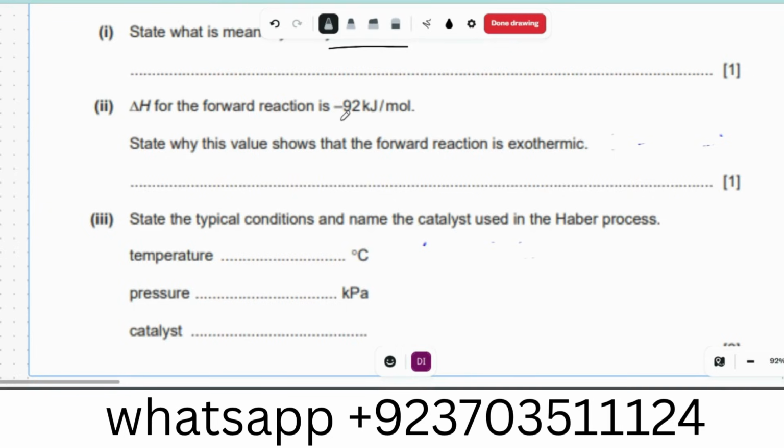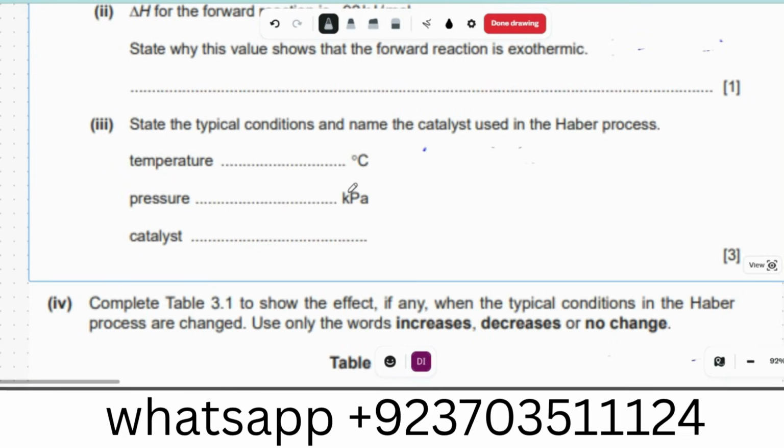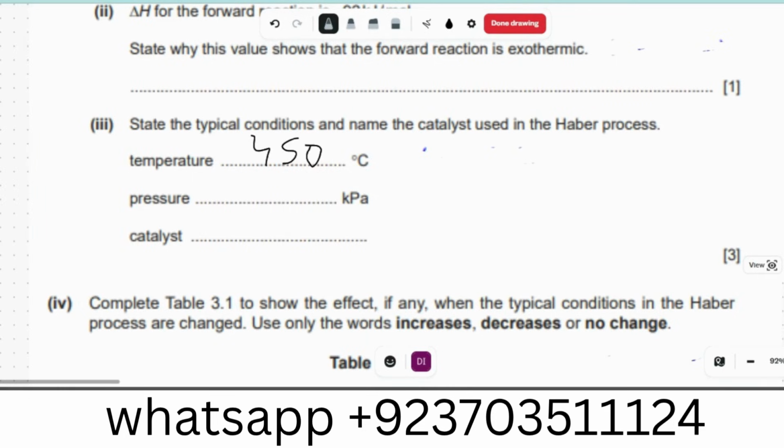Delta H in the forward reaction is 92. State what this value shows. That the forward reaction is exothermic. The value of delta H is negative, so that means heat is released in the environment. That's why it is an exothermic reaction. State a typical condition and the name of the catalyst in Haber process. You have to remember that temperature should be 450. Pressure should be 20 kilopascal. And catalyst is, I think, iron.